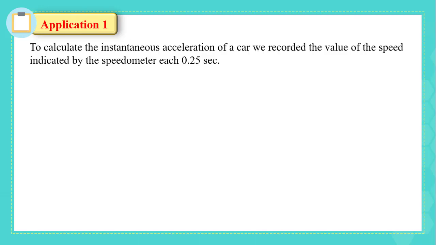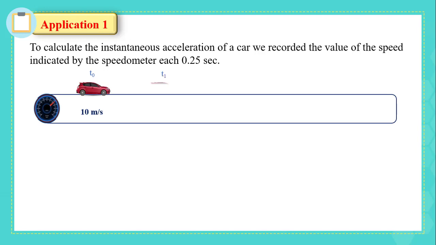To calculate the instantaneous acceleration of a car, we recorded the value of the speed indicated by the speedometer each 0.25 seconds. Note that 0.25 seconds is considered very short for the motion of a car, but it's not for a fly, for example. A fly changes its speed considerably in a duration shorter than this interval.